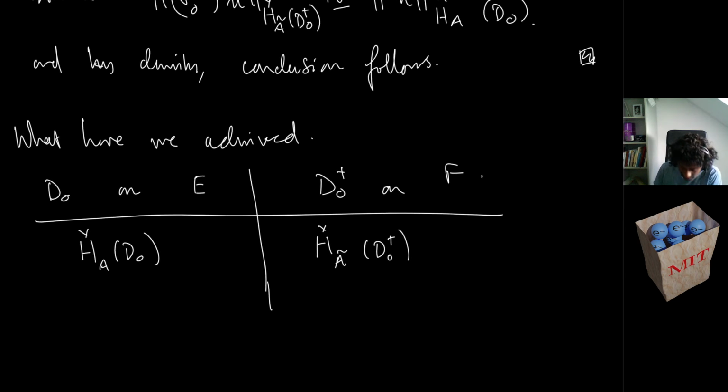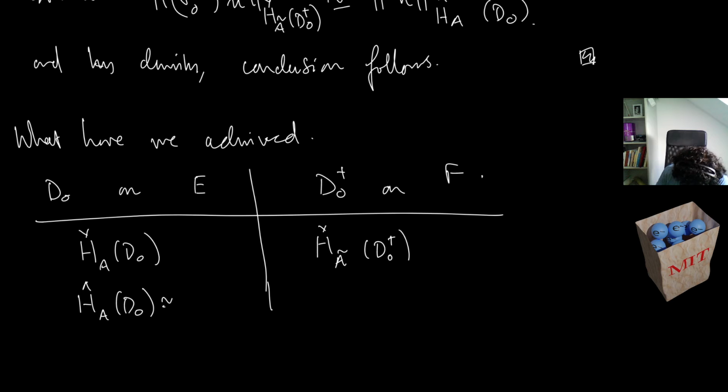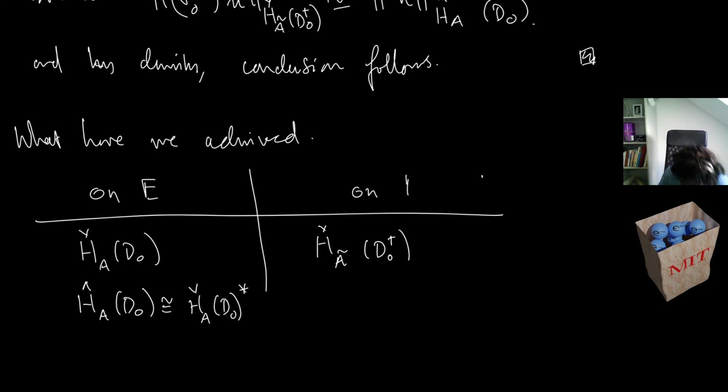I don't know why I decided on this tabular format. Maybe that's a bit of a silly thing to do. But we also have this space, which is, of course, isomorphic to the adjoint, or the dual space of this space. So what have we achieved here? All of these are spaces on E, and these are spaces on F.